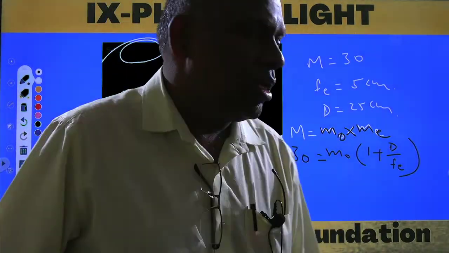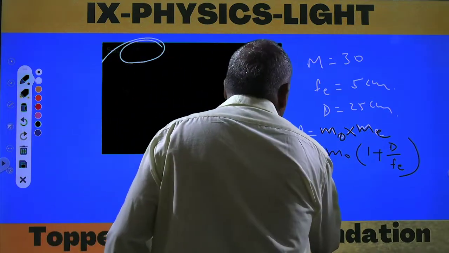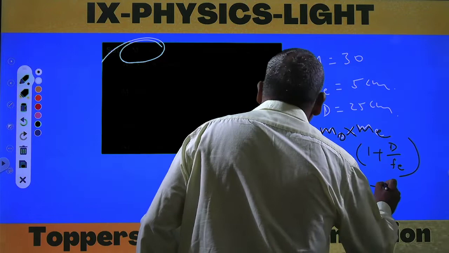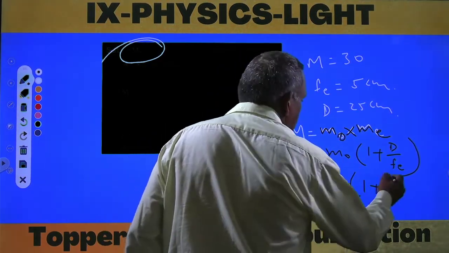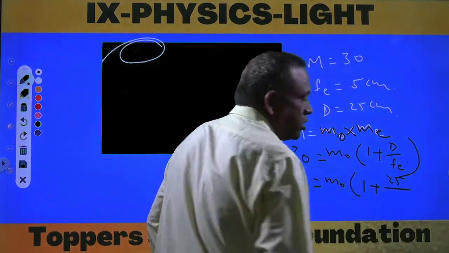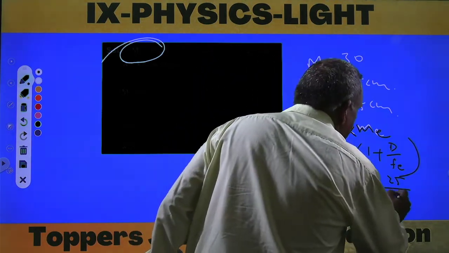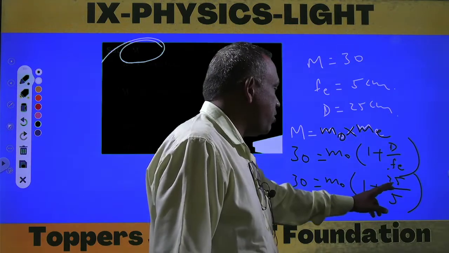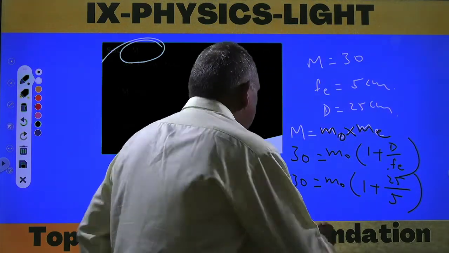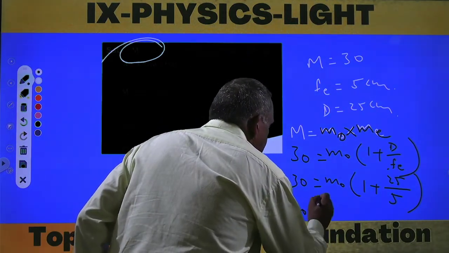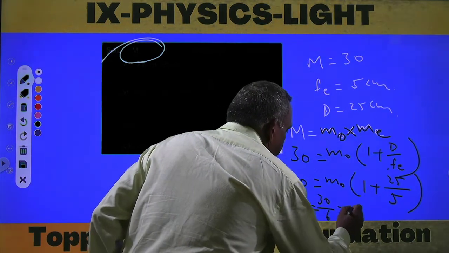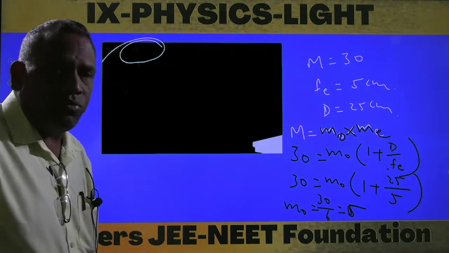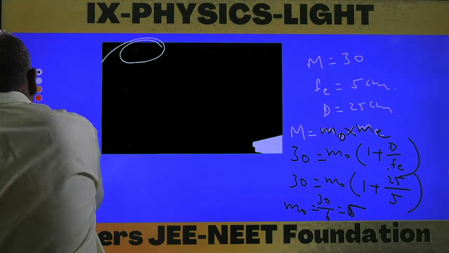So 30 equals the magnification of the objective lens times 1 plus 25 by 5, since the least distance of vision is 25 and the focal length of the eye lens is 5. 25 divided by 5 is 5, plus 1 is 6. So the magnification of the objective lens is 30 by 6, which is 5.